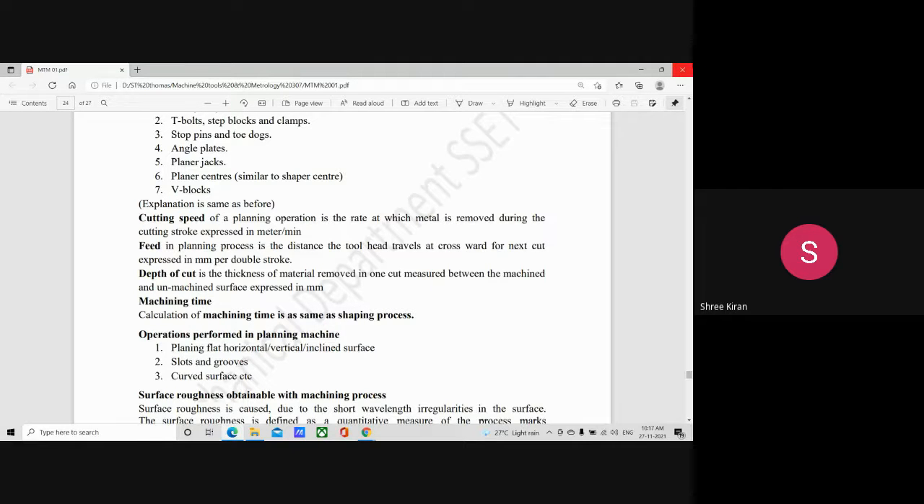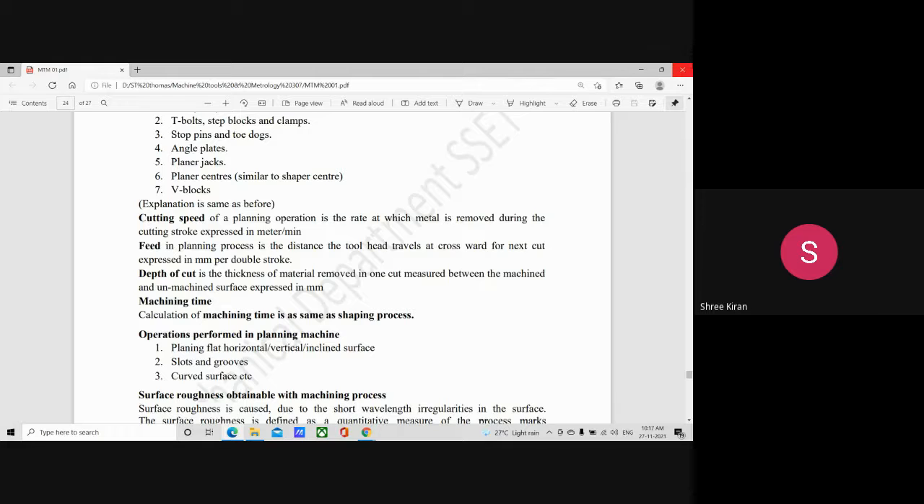Now the cutting speed in the planing operation is the rate at which the metal is removed during the cutting stroke, expressed in meters per minute. The feed in the planing process is the distance the tool head travels across the work for the next cut, expressed in millimeters per double stroke, and depth of cut is the thickness of the material removed in one cut, measured between the machined and unmachined surface, expressed in millimeters.